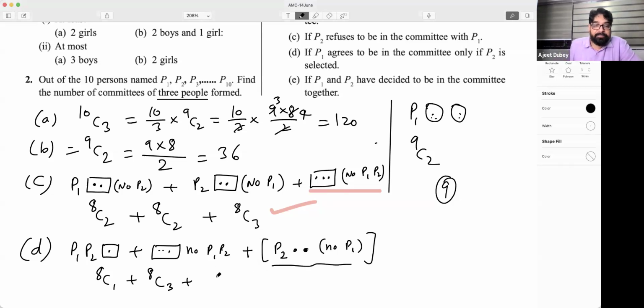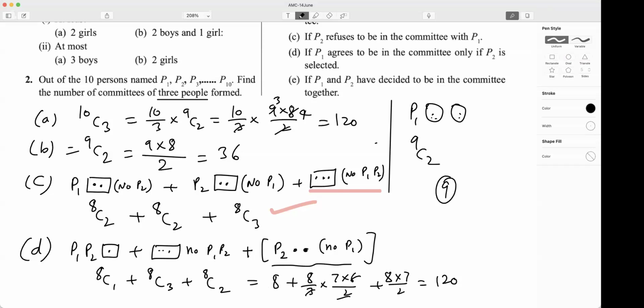In this case, what will be the answer? P2 is coming, but P1 is not coming, and two more. So P2 coming, I have to select 2 from 8C2. Wait, 2 people will wait. So what will be the answer? 8C1 is 8. 8C3 will be 8 by 3 into 7C2. 7C2 is 7 into 6 by 2. Plus 8C2 again will be 8 into 7 by 2. So this is 56.